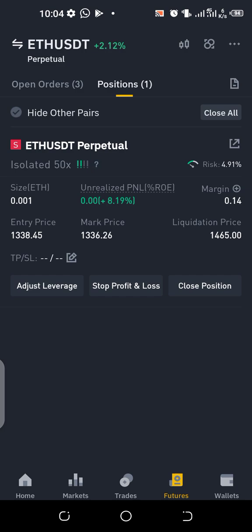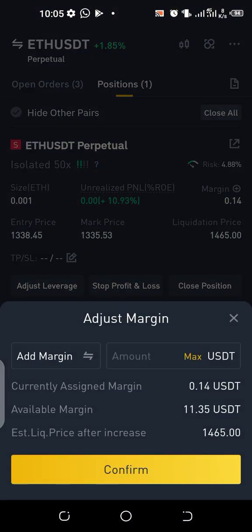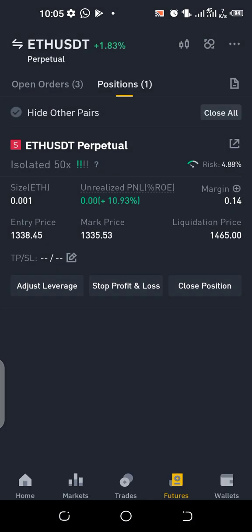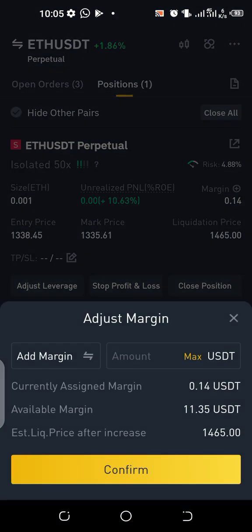Now, how the parameters are really going to change is if, based on the increased leverage, I now remove margin, because increasing the leverage means that I need less money to buy the same amount of Ethereum. So that means I can remove some of the money I used before. I can click on the plus sign. I can either add margin or remove margin. But now I can remove margin because I've increased the leverage. I can remove as much as 0.11 USDT.